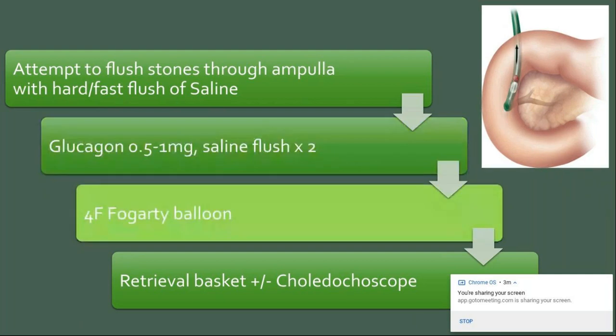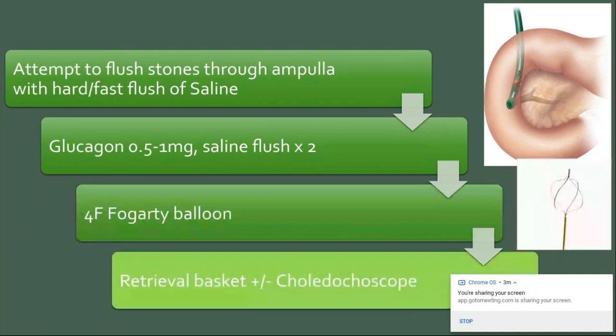The third option is you can put a 4 French Fogarty balloon down. I would do this under fluoroscopy guidance, get the balloon all the way down, blow it up, and then try and pull the stones back towards you. So this is the kind of event where you would want to make sure that your stones would fit through your cystic ductotomy, or else they're just going to get stuck higher up and become more of a problem.